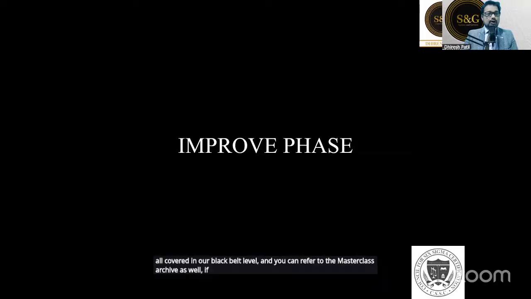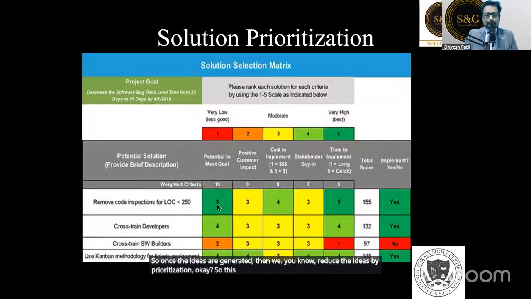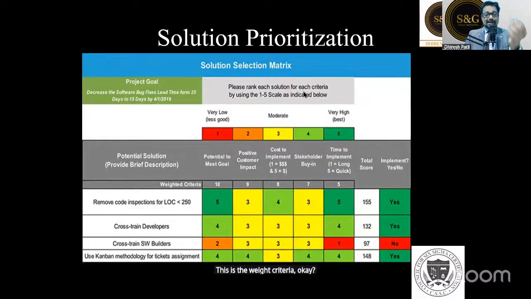You can refer to the masterclass archive as well if you wish. Once the ideas are generated, then we reduce the ideas by prioritization. This is one way of prioritizing, the weightage criteria prioritization matrix. You can use either this or the effort benefit matrix. I would rather go for the effort benefit matrix. It's a simple and effective way to communicate.